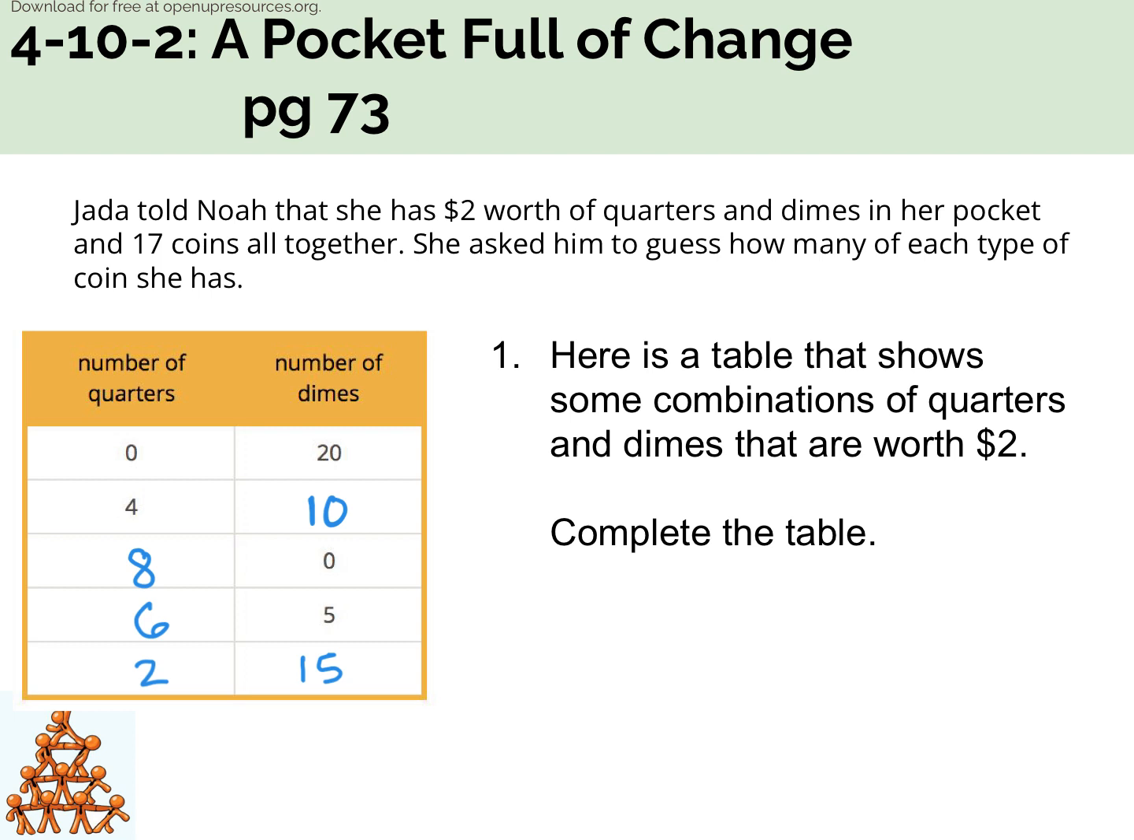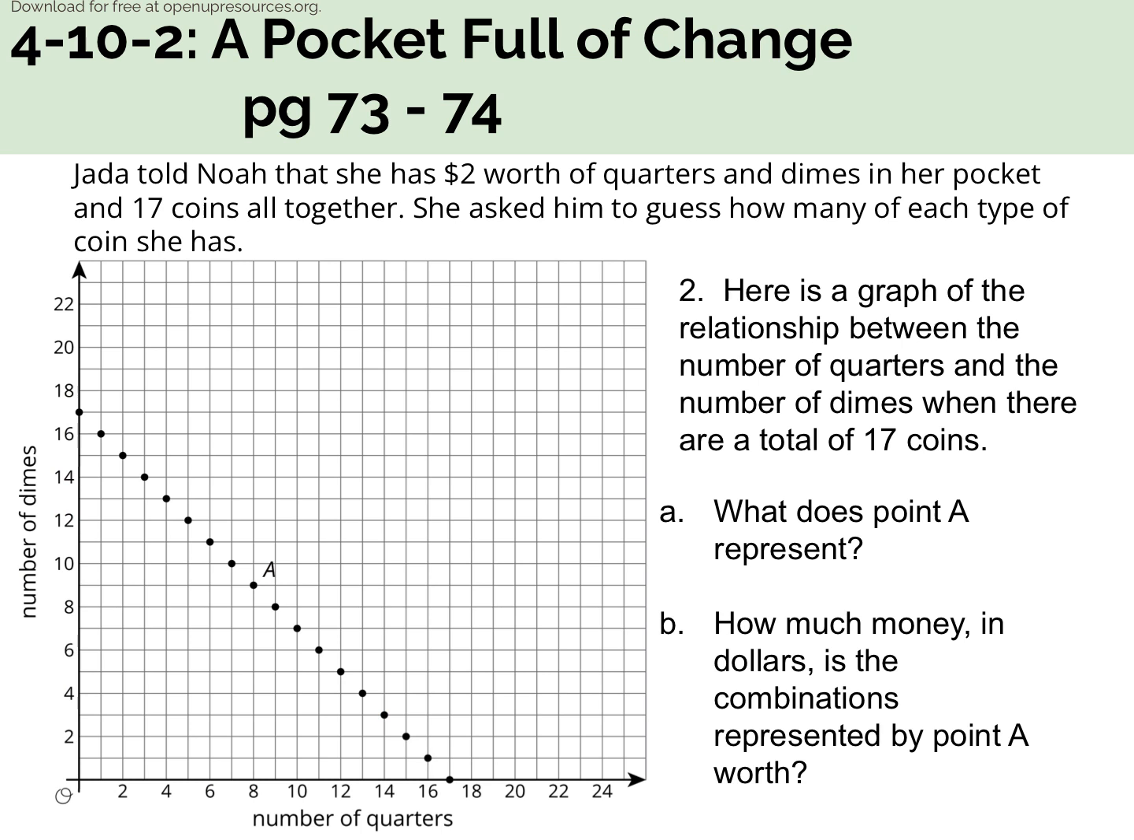We're going to look into it a little bit further. So if you turn the page to page 74, number 2, the question is actually on page 73, but the graph is on page 74. And this graph actually came from the table that we just barely filled in. Okay? And so it says, here's a graph of the relationship between the number of quarters and the number of dimes when there are a total of 17 coins.